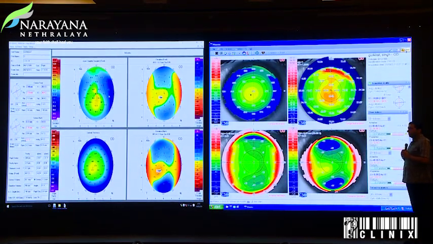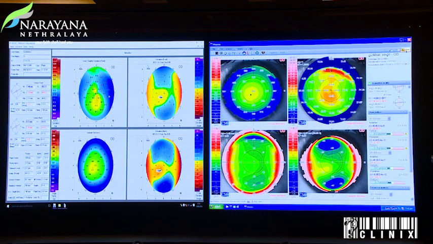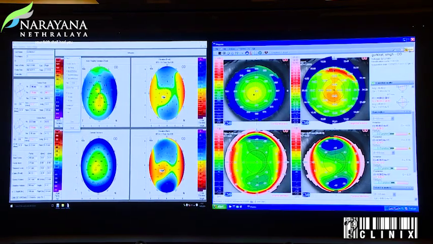Can you go and just change? Can you change the color scale? Just click on the color bar on the right. Nope, on the right one.